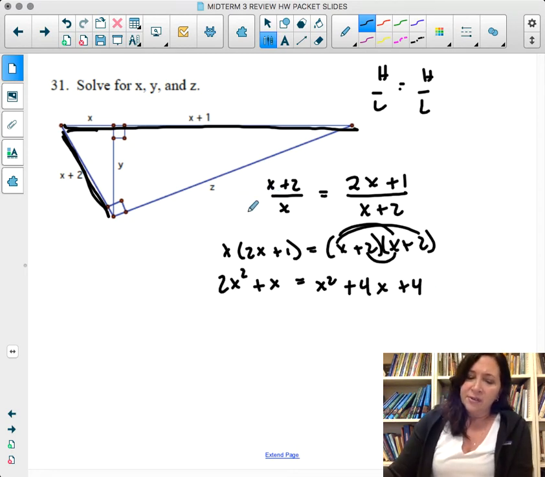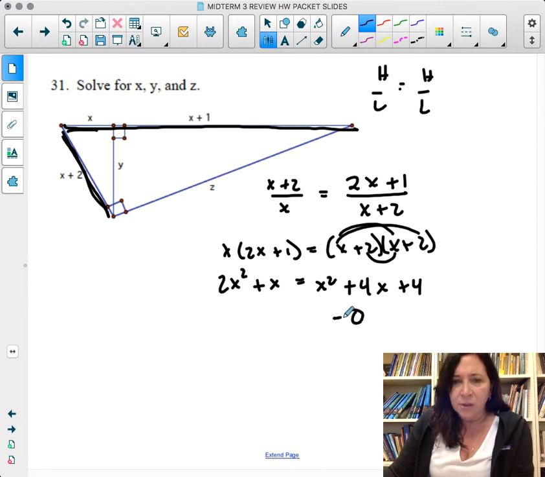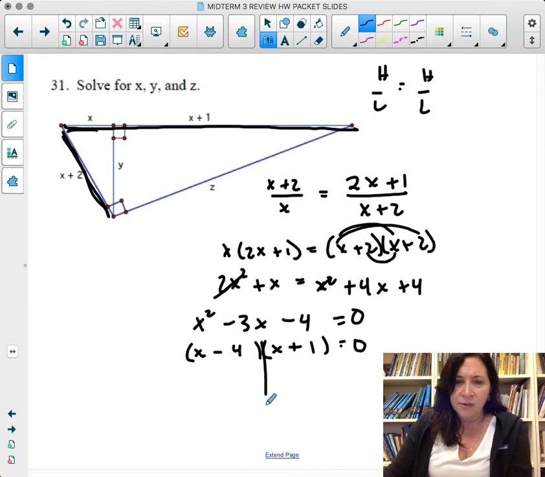I notice that this is a quadratic, so I do need to set everything equal to 0. And so in doing that, I'm going to move that over. I get x squared, so these are gone. I'm going to subtract 4x, so I have now minus 3x. And I'm going to move my 4 over, and it says minus 4. So I'm going to factor. And doing that, I get x times x. Minus 4 plus 1 makes negative 3. Split this up. X plus 1 equals 0. So x equals negative 1.